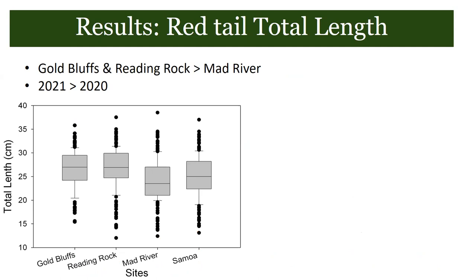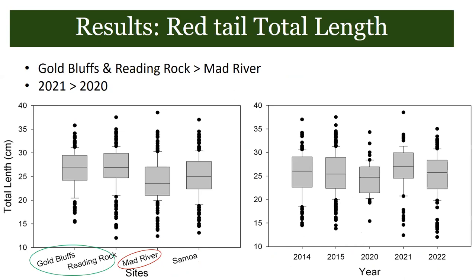Now let's look at total length. Again, sites on the x-axis, now total length on the y-axis. This time we found that Gold Bluffs and Reading Rock, so one MPA and one reference site, had larger fish or longer fish than in Mad River, which was the other reference site. And the fish were longer in 2021 than 2020. And the fishes were on average about 27 to 28 centimeters in total length.